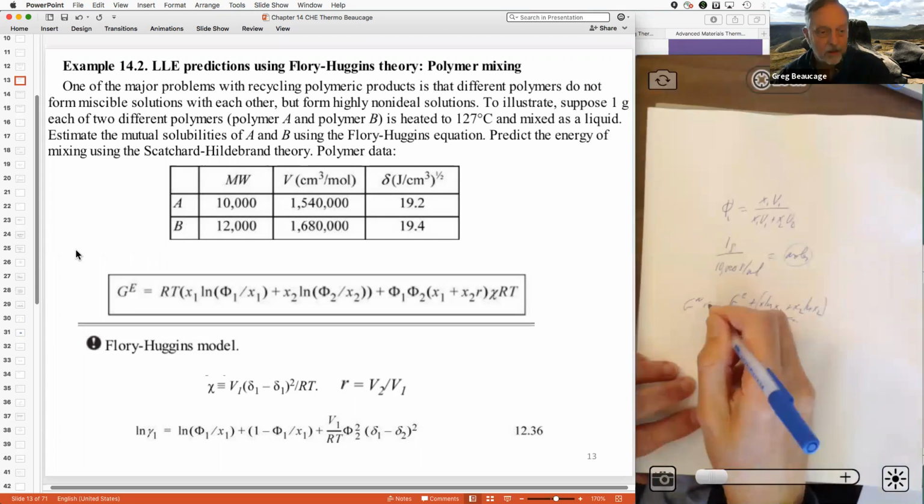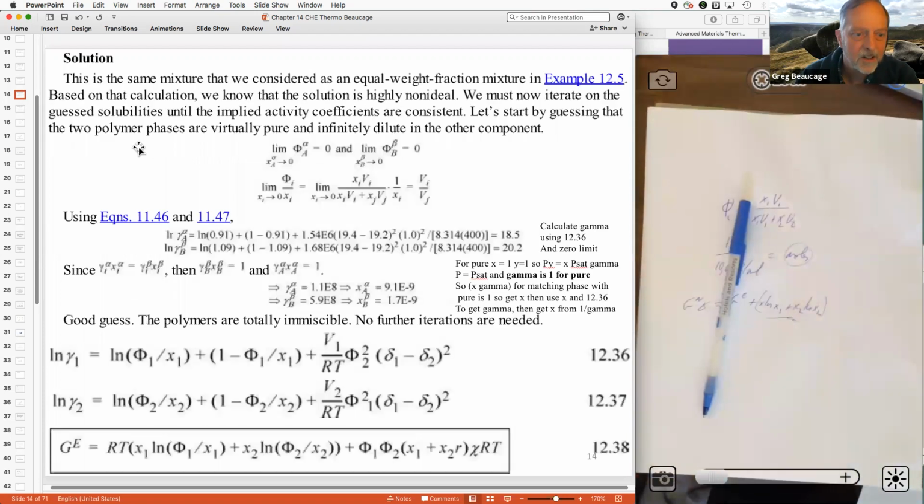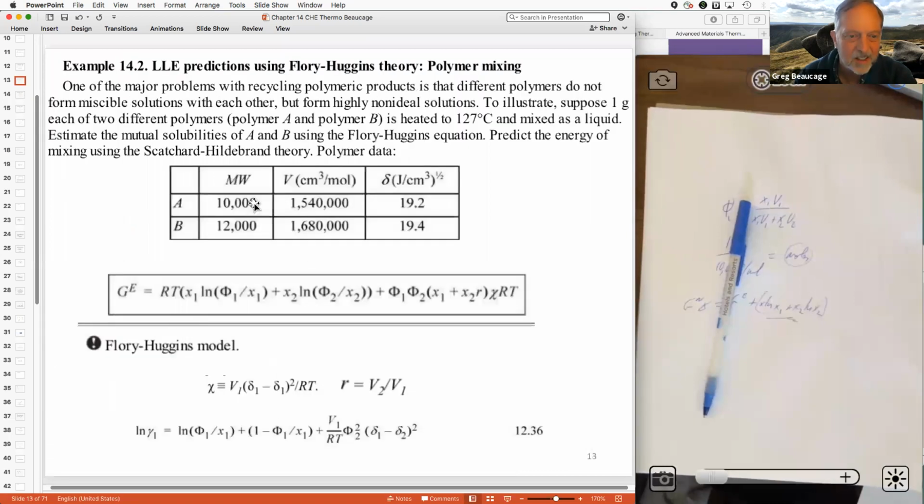Okay, so that's the deal here. All right, so this chapter is pretty messy. There's a lot of different things flying around, but basically it's teaching you how to plug and play. You have these equations, they're complicated. You need to calculate the terms in the equation, and you need to figure out how to use them in an equilibrium situation, trying to find the equilibrium. In this case, we're just trying to predict the energy of mixing.